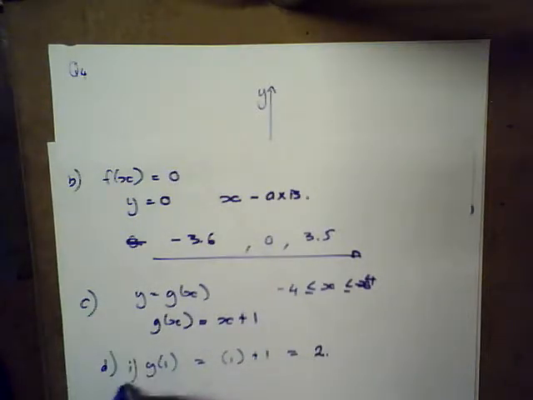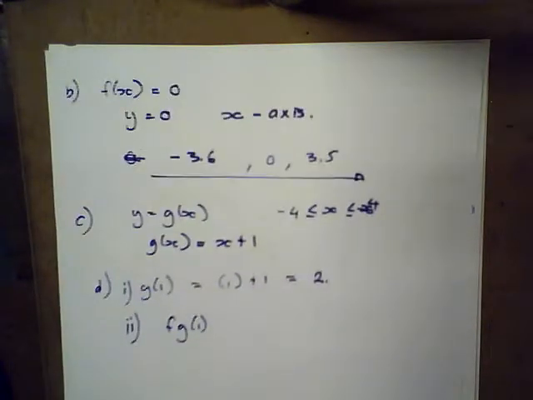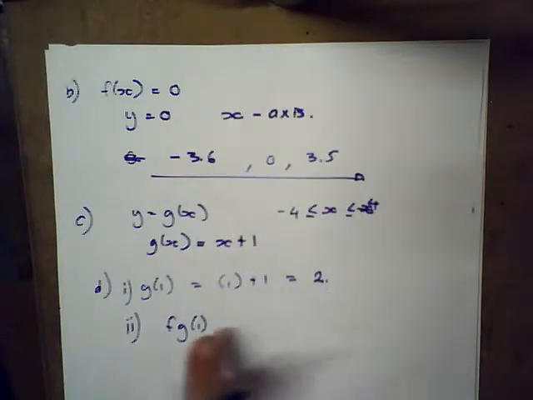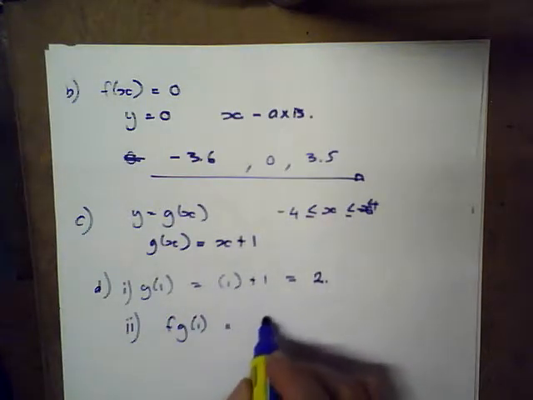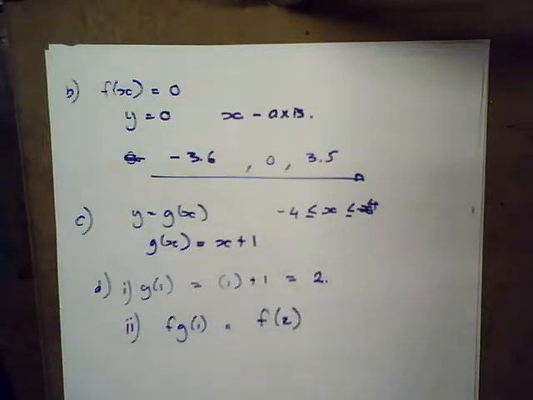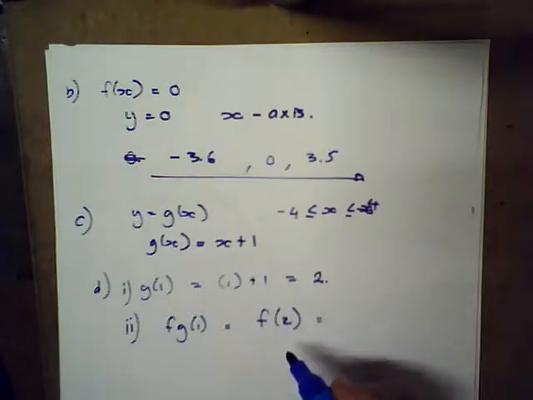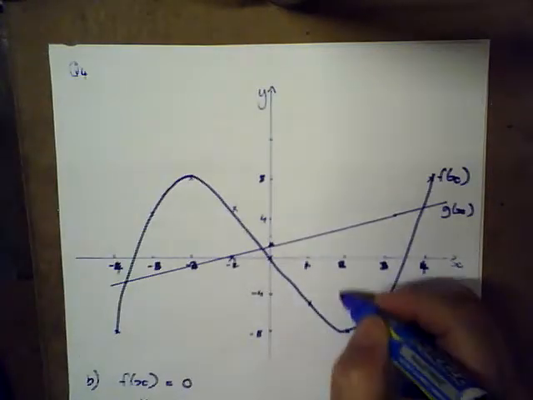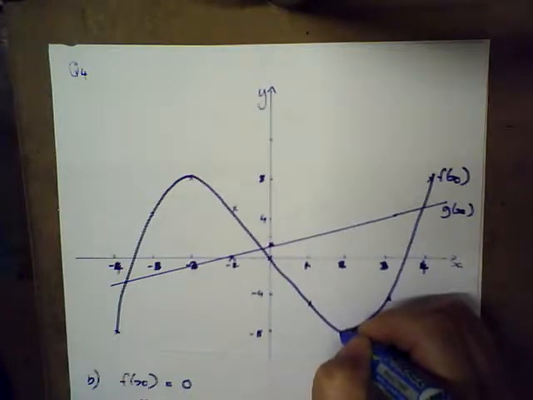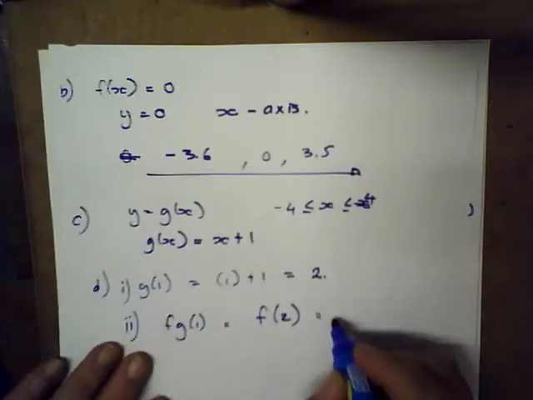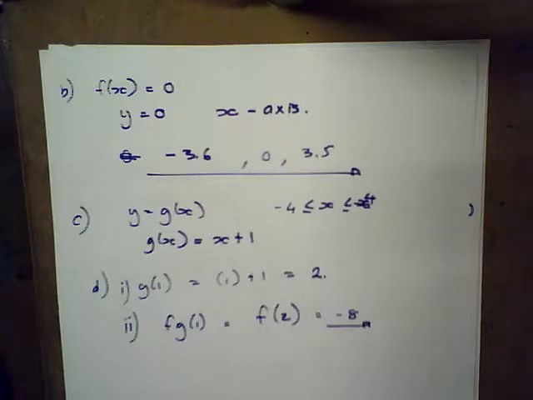So that's number i. Number ii says f(g(1)). So I do know, sorry, let me move it up. I do know what that is. g(1) is equal to 2. So that means actually I have f(2) to solve. Where would the function f be equal to 2? And if I look on my grid, f(2) would give me negative 8. So the answer would be then negative 8.